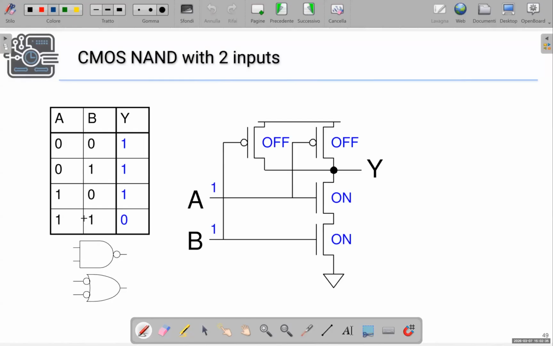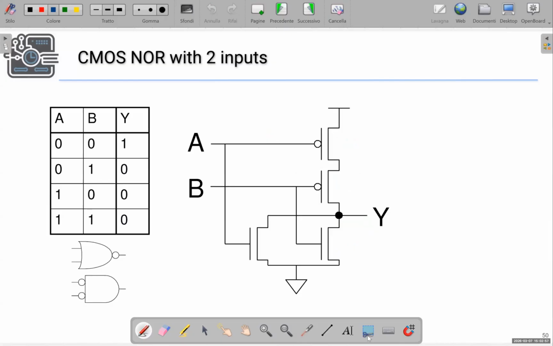When we have both the logical signals high, we have both the switches in the pull-down network on, which force the output voltage to 0, which corresponds to a low logic value, while the pull-up network is disconnected. Okay.